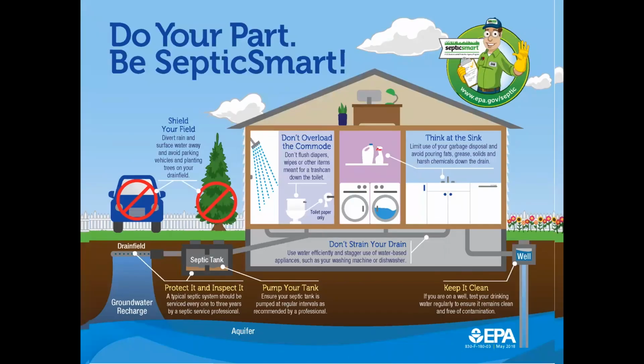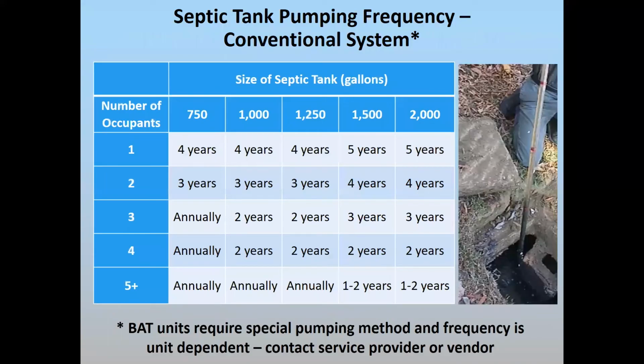EPA has a lot of great resources on their website. This is just an example. Some of the major practices that homeowners can employ to maintain their system. Again, talking about your septic tank pumping frequency. Again, the general rule of thumb is every 3 to 5 years.